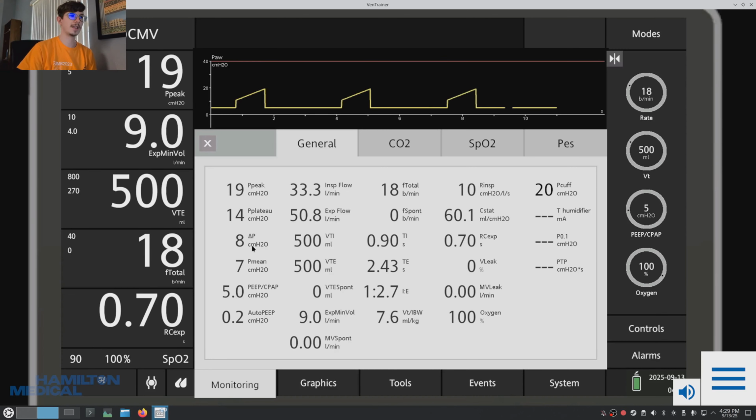Now, the other thing too here is your peak and your plat are going to tell you a lot about airway resistance, but the peak by itself doesn't really tell you much. And a high peak is only dangerous in the context of a high plateau pressure and a high driving pressure. By itself, it really doesn't mean much of anything.